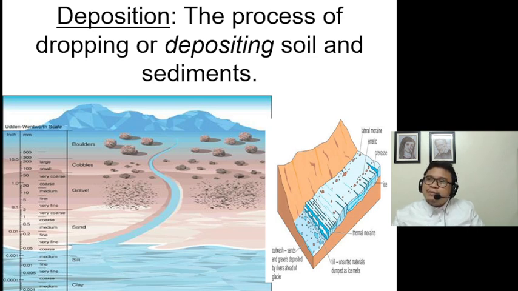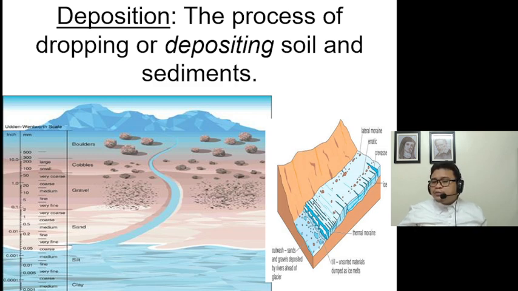And deposition is very important because it's where all these materials gather together, and through the process of cementation, it produces what we call a new sedimentary rock formation. So that's why deposition is a very important process in the rock cycle.